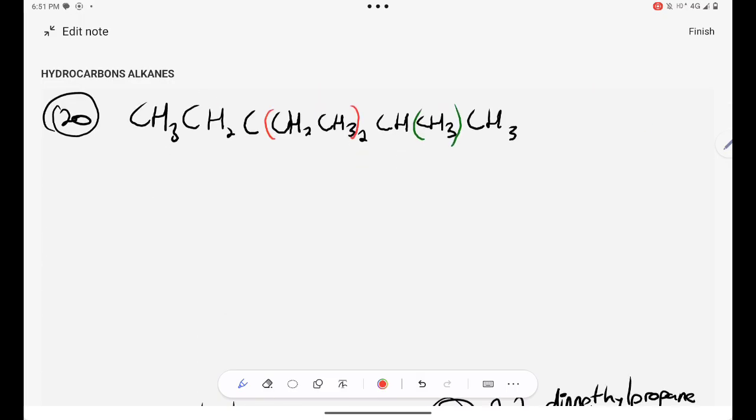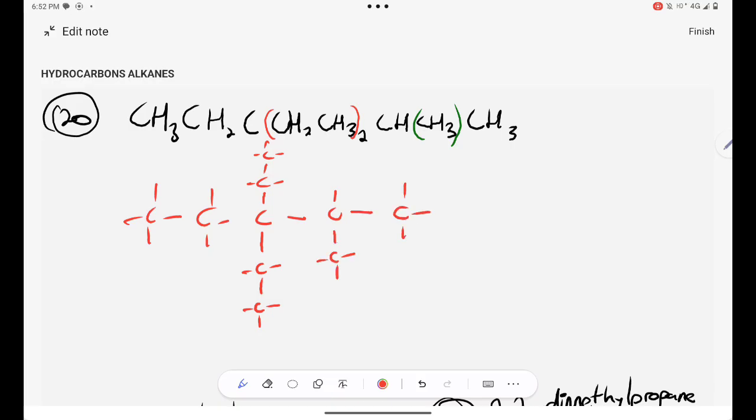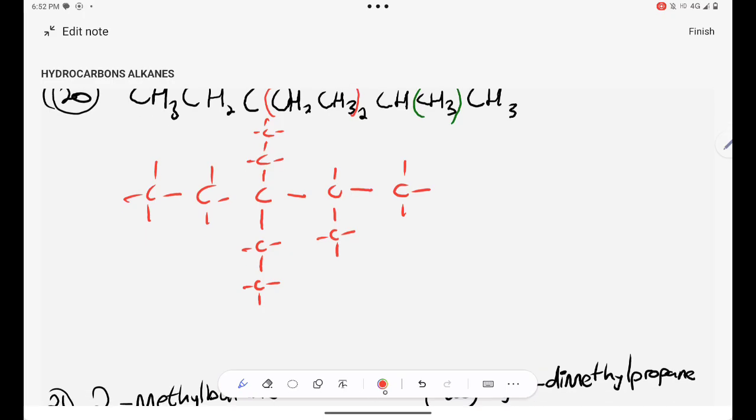Okay, and then for number 20, I simply have CH3, CH2, and then the C has 2 ethyls, another ethyl over there, and then I'll have a CH with 1 ethyl over there and the CH3. So my parent chain will simply be this one. It will have 5 carbons. I'll start numbering from here, so this will be carbon number 1, carbon 2, 3, 4, and 5.